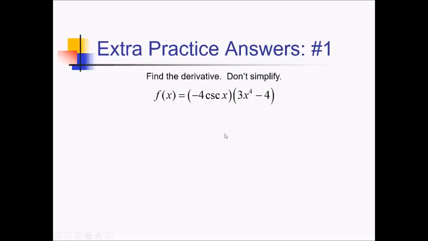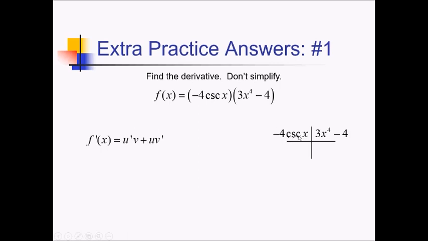To find the derivative on this problem, we're going to have to use the product rule. So that would be u prime v plus uv prime. And setting up the box and ribbon, we've got the two factors, negative 4 cosecant of x and 3x to the fourth minus 4. Now let's get their derivatives.